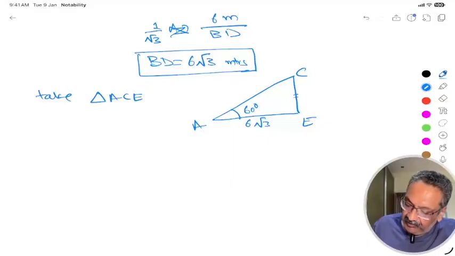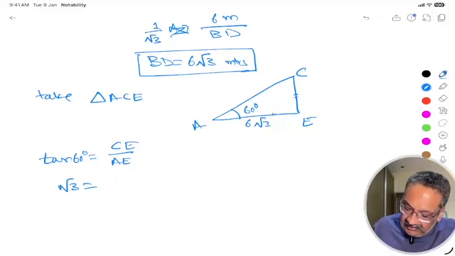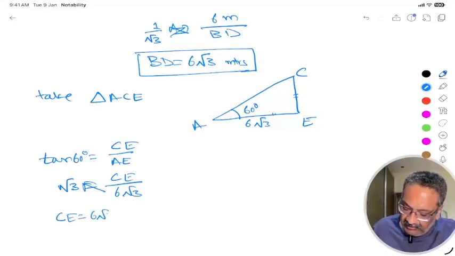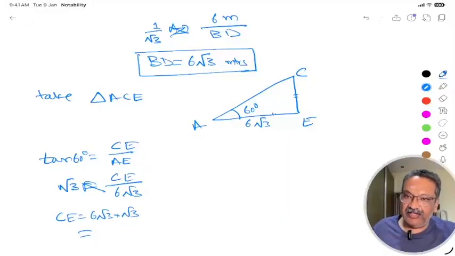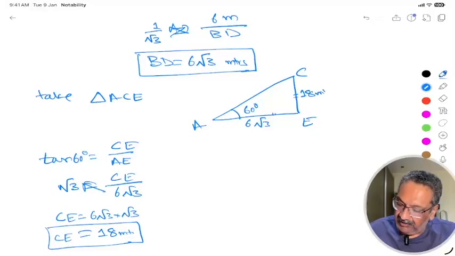Let us take opposite by adjacent. tan 60 degrees will be opposite CE by AE. What is the value of tan 60 degrees? Tan 60 degrees is root 3. So root 3 is CE by AE, which is 6 root 3. If you multiply this, we get CE is equal to 6 root 3 into root 3. Root 3 into root 3 is 3. So 3 into 6 is 18 meters. So we got CE as 18 meters.